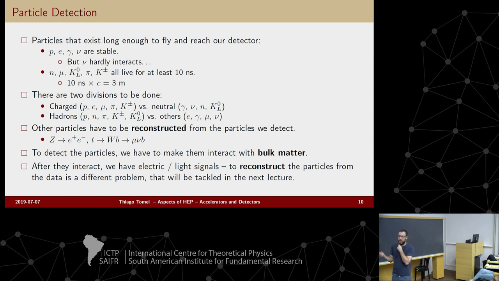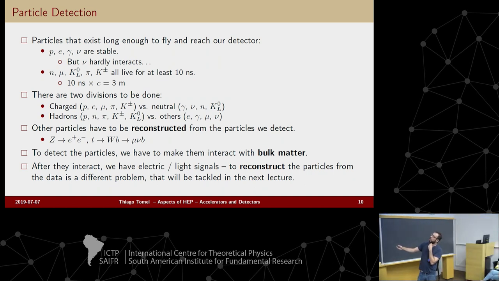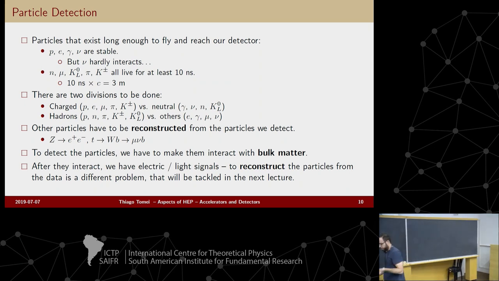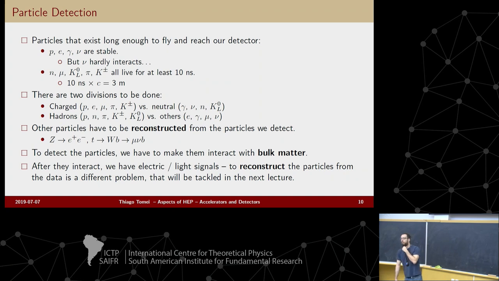There is a neutral pion that decays almost instantly into two photons. And the charged kaons, everybody in this list lives for at least 10 nanoseconds, and they are produced with a lot of energy. So let's make the approximation that they are flying at the speed of light. 10 nanoseconds times the speed of light is 3 meters. Everybody else doesn't fly enough.